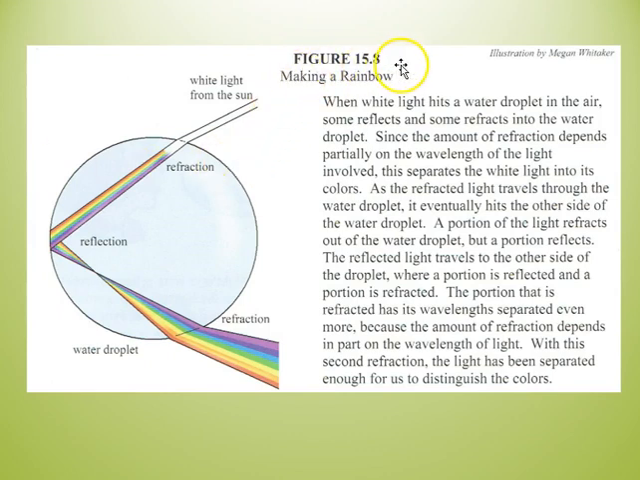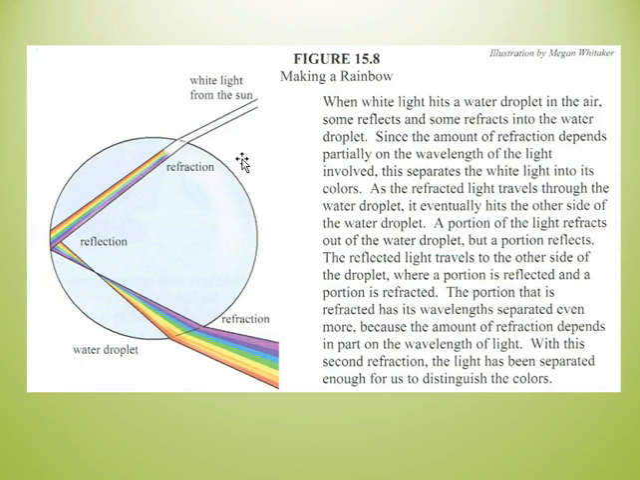In figure 15.8 of your text, they have an example of what it takes to make a rainbow. When white light hits a water droplet in the air, and by the way, you know this intuitively, you can't have rainbows unless there are water droplets in the air. Now, it doesn't have to be raining hard. In fact, on the contrary, you usually see rainbows at the end of a storm, or when it's just drizzling outside.